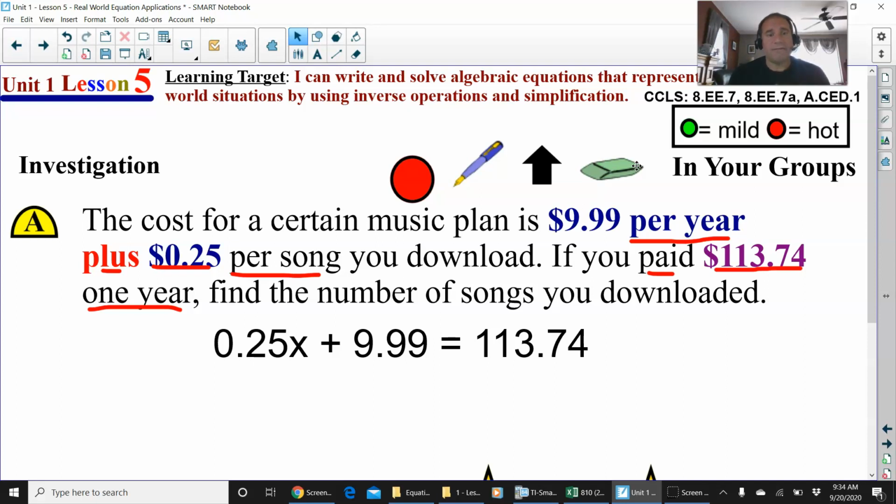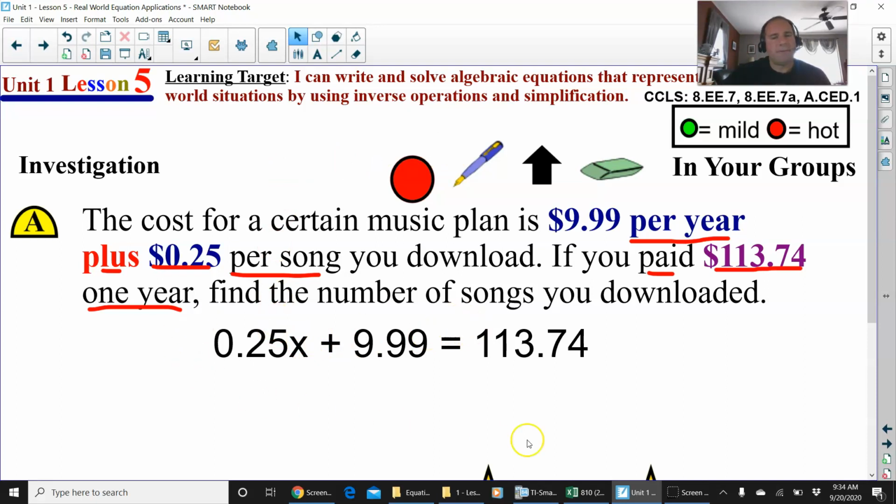Okay, so hopefully you did get that, and it is 25 cents per song. So obviously you're not going to download just one song. You're going to download a lot of songs, so that's the recurring charge. The $9.99 is the initial value, and it stays $9.99. It does not get charged over again until the next year. But you paid $113.74 for 1 year. So that's all you're trying to figure out, is how much each song you downloaded costs in this 1 year.